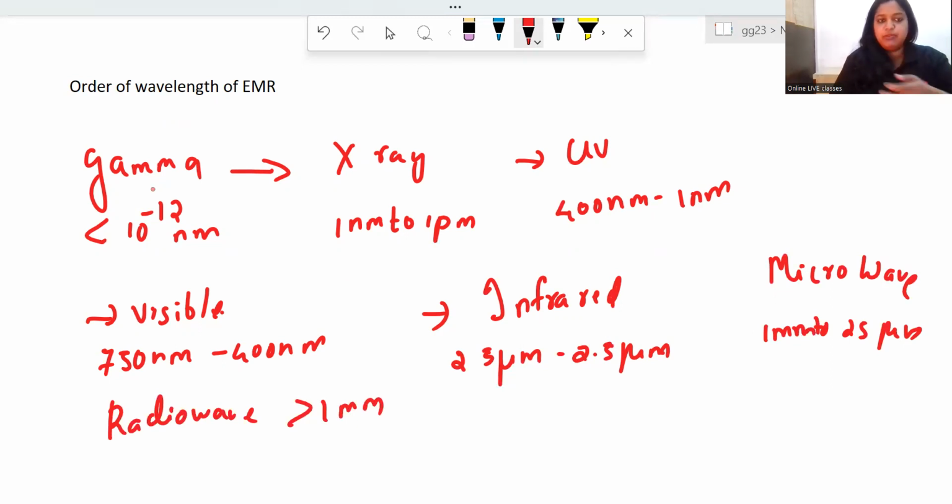So this is a very simple question. If you know this order, you can simply get the answer. I don't know the options, so I'm not writing the options over here. Simply, the least wavelength will be of gamma, then comes X-ray, UV, visible, infrared, microwave, and radio waves.